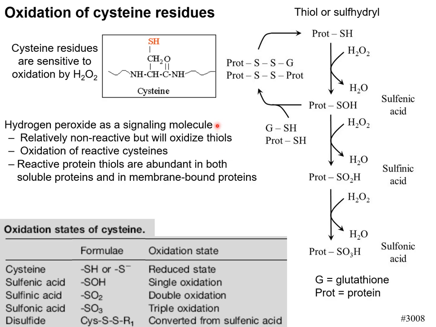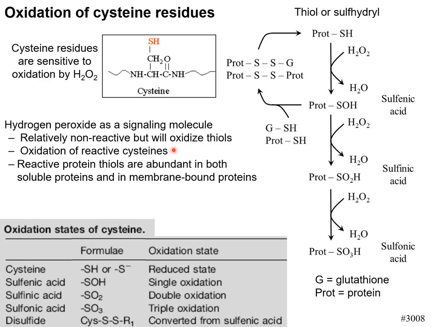Right, so let's turn to hydrogen peroxide. So we're now looking at hydrogen peroxide as a signaling molecule. It's got some attributes that tend to make it attractive as a signaling molecule. As a reactive oxygen species, it's relatively not reactive. So it's not really going to react with DNA, for example, or lipids. But it will oxidize thiols on proteins. So in other words, it's reasonably selective.